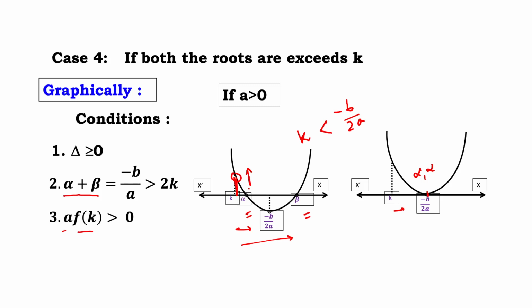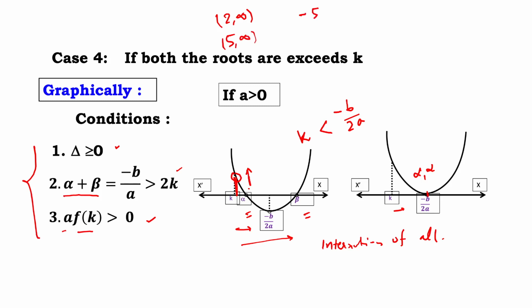But remember, while solving these three, if you are getting three conditions, the intersection of all three will be your answer, right? Intersection of all means from the first you are getting the answer 2 to infinity, right? From the second, let's say you are getting the answer 5 to infinity, right? From the third you are getting the answer minus 5 to 7, right?